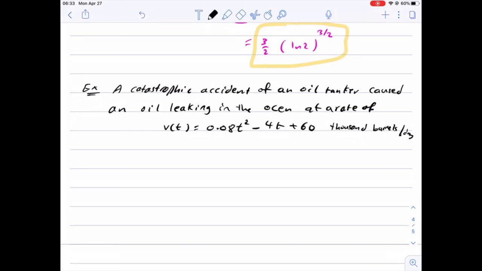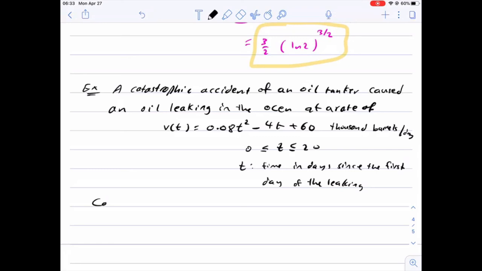So this is the volume of this oil leaking, and t here is between 0 and 20, where t is time in days, since the first day of the leaking. The question is, compute the total volume of oil released during the first 20 days.